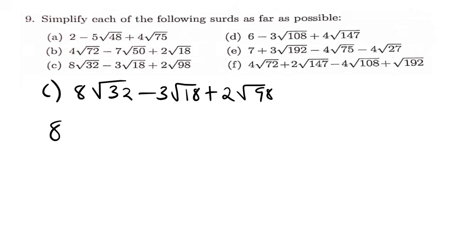32. We're supposed to look for two numbers. I think 16 and 2. 16 multiplied by 2 will give us 32. The square root of 16 is just 4. Then I'm going to have root 2 there.